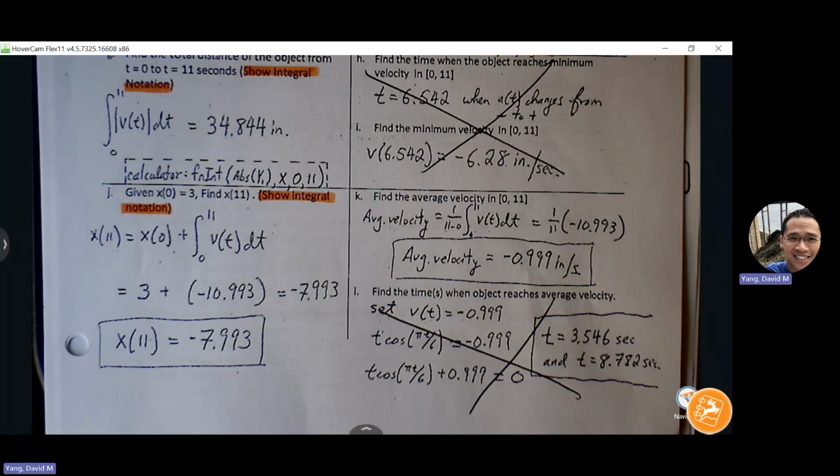Those problems, could they possibly be an AP exam? I'm sorry? Could those problems possibly be an AP exam problem? Maybe, but we can revisit them later.